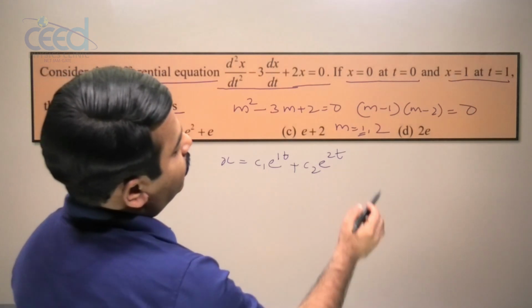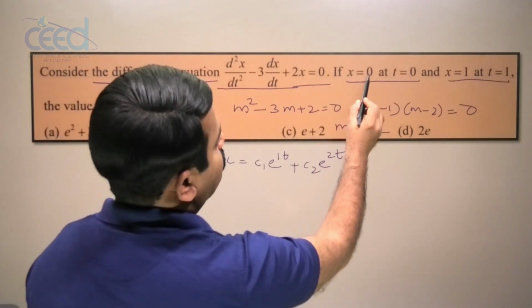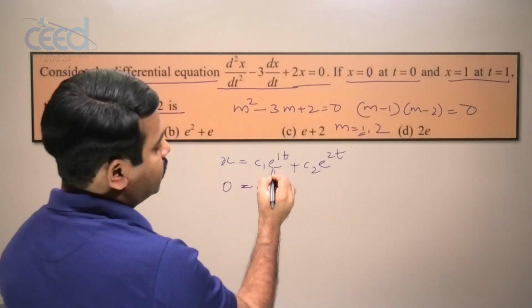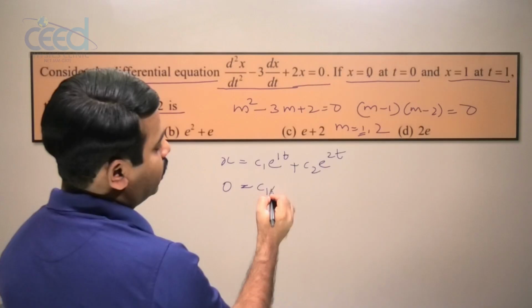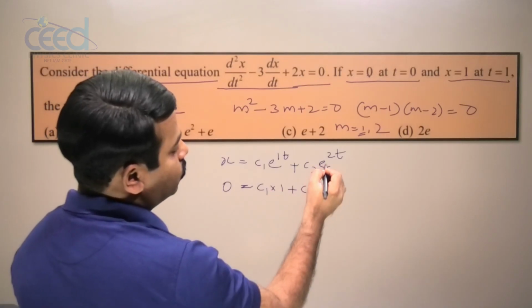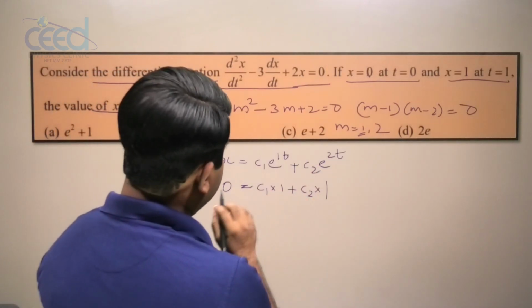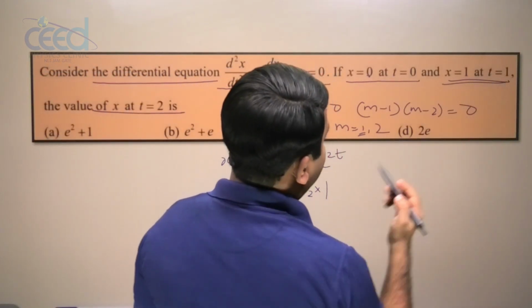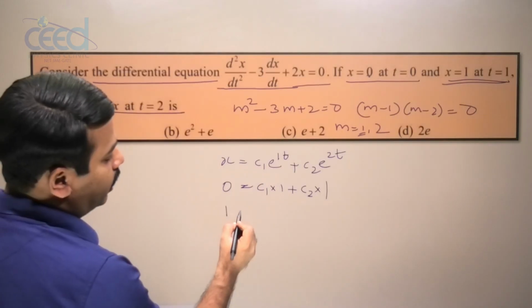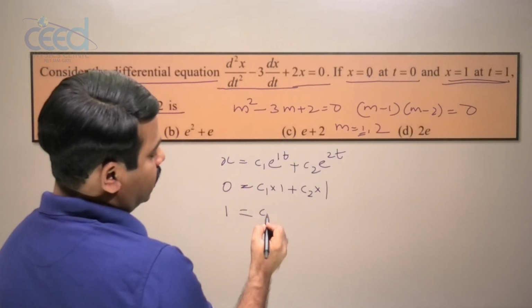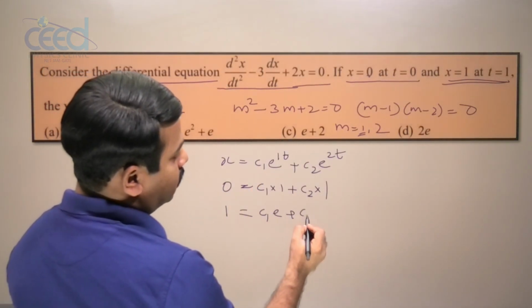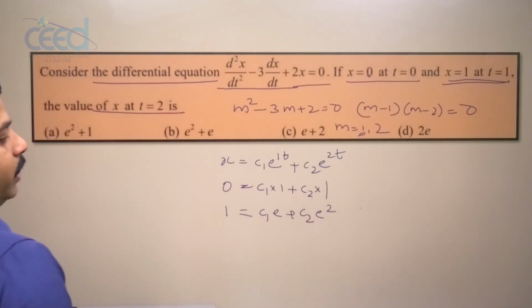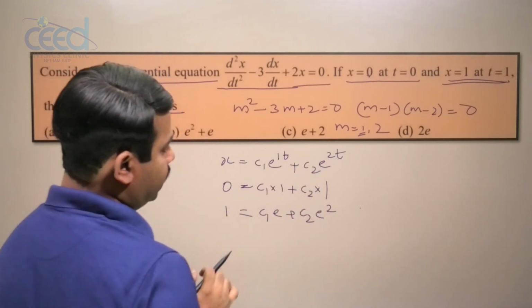Now let us apply the conditions for solving c1 and c2. At t equal to 0, x is equal to 0. Here e raised to 0 is 1, plus c2, here also e raised to 0 is 1. Then c1 plus c2 is 0. Now the second condition, at t equal to 1, x equal to 1, then c1 e plus c2 e square. Now by using this we can solve, right.